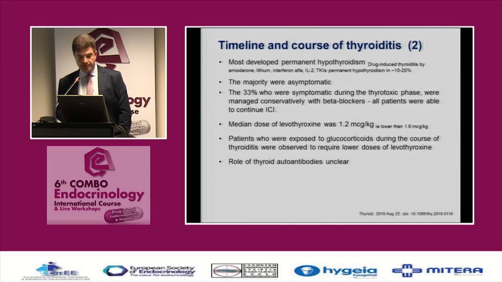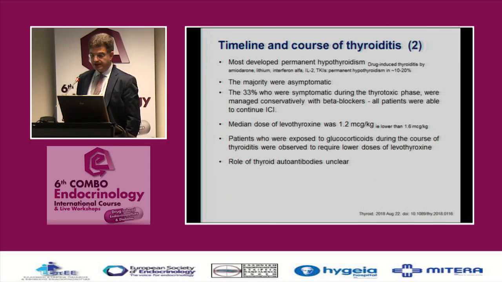The majority of patients were asymptomatic, and 1/3 that were symptomatic during the thyrotoxic phase were able to be managed conservatively with beta blockers. Importantly, all patients were able to continue their immunotherapy for cancer. The median dose of levothyroxine was slightly less than that for primary Hashimoto hypothyroidism or surgical hypothyroidism. And another observation was that those patients who were exposed to glucocorticoids needed somewhat less in terms of a dose of levothyroxine.